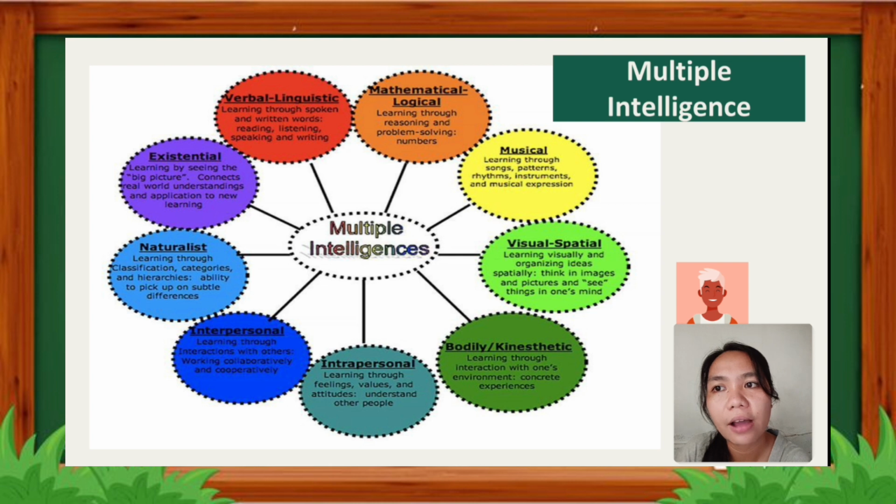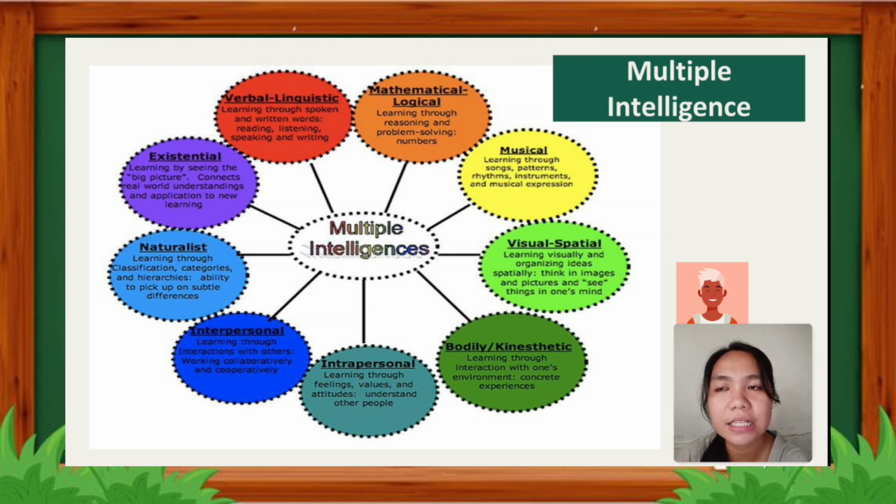And next we have the naturalist intelligence. Naturalists are the nature smart. They learn through classifications, categories, and hierarchies. They have the ability to pick up on subtle differences.